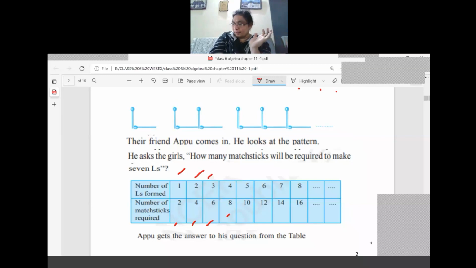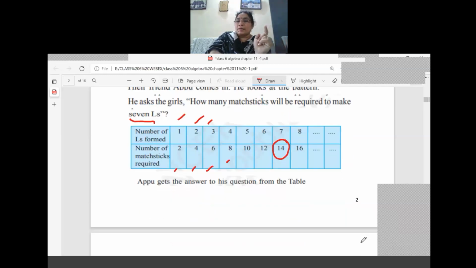The number became eight. Now, five L's we have to form. How many matchsticks are required? 10. 6 L's, then 12, then 7 L's, 14. So Appu's answer is here. In 7 L's, how many matchsticks are required? 14. So Appu got the answer by using this table. What happened here? A pattern is forming, right? So for 1 L it is 2, 2 L it is 4, 3 L it is 6, 4 L it is 8, 5 L it is 10, 6 L it is 12, 7 L it is 14, 8 L it is 16.